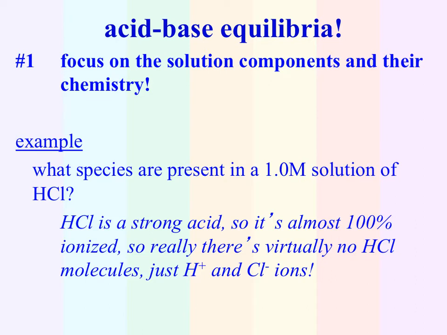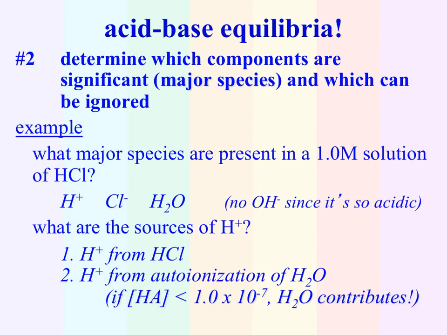Okay, so first step, focus on the solution components and what chemistry is actually happening. So understanding and differentiating between strong acids and strong bases is going to be very important. Okay, the next step, you want to determine which components are the major species and which ones can actually be ignored. Okay, so what species are present in that 1 molar HCl solution? So remember, we talked about the fact that we had H plus and Cl minus, and of course, H2O is going to be present because it's a solution, it's a 1 molar solution. Okay, obviously there's not going to be any hydroxide ion because it's an acidic solution. There's a strong acid present, so there shouldn't be anything there.